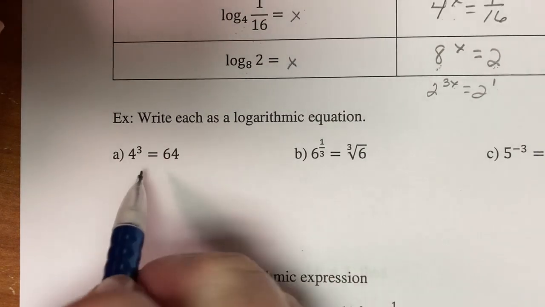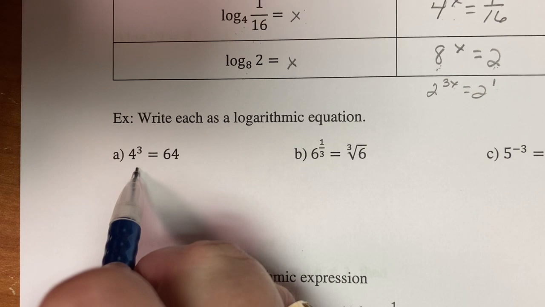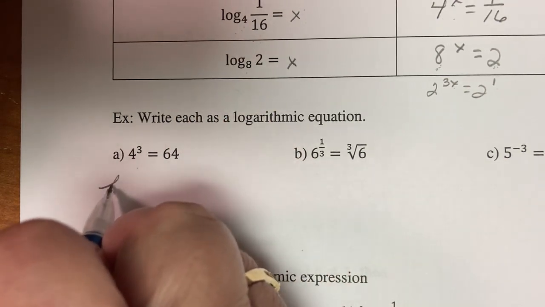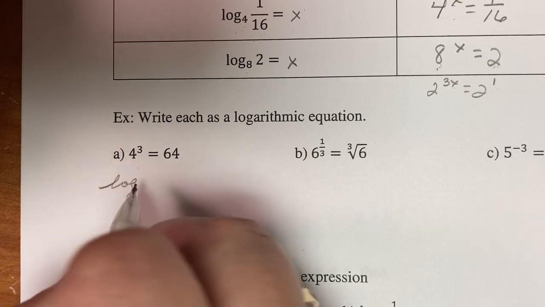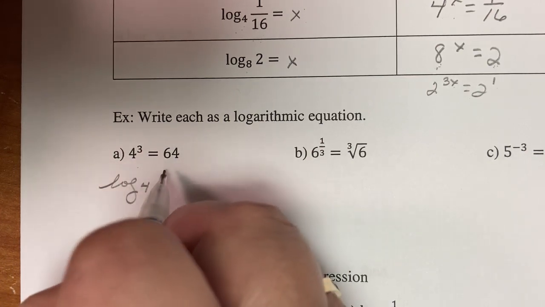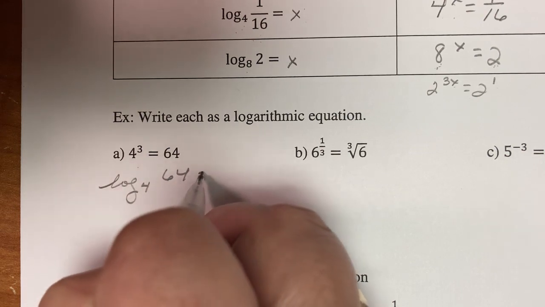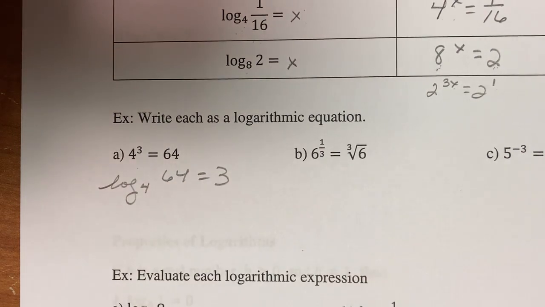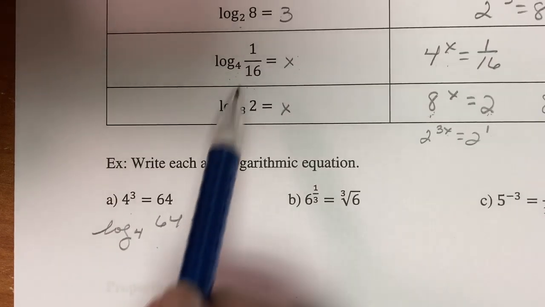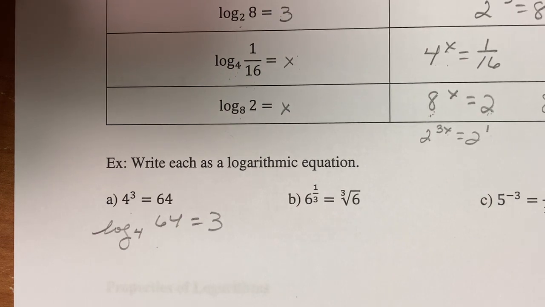How would I take this exponential and write it as a log? It would be the log base, well, what's the base being raised to the exponent? That's 4, of 64 is equal to 3. I think it's actually harder to go from an exponential to a log than what we did up here, but that's maybe just me.